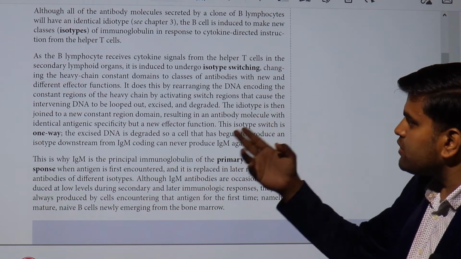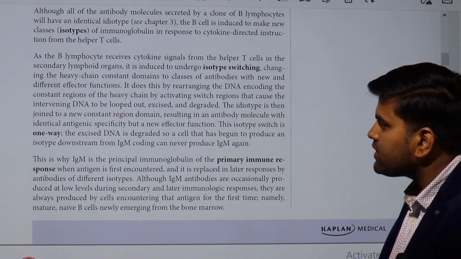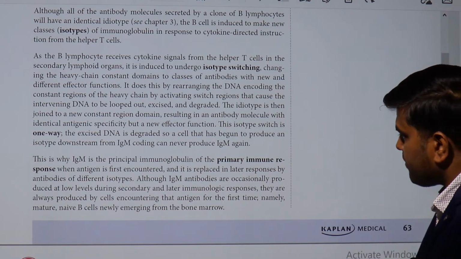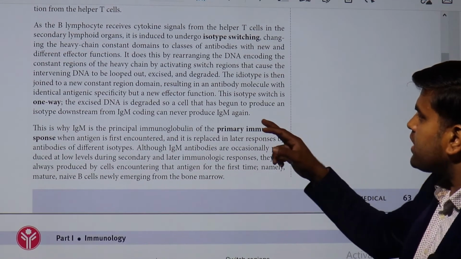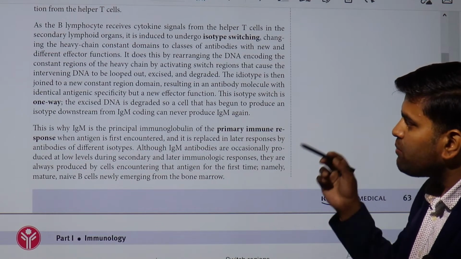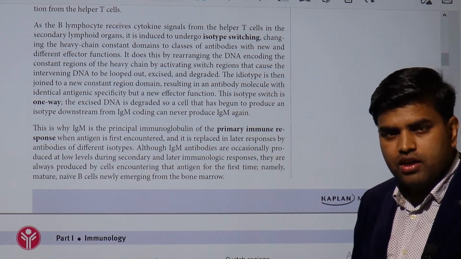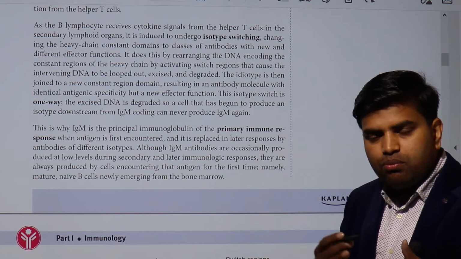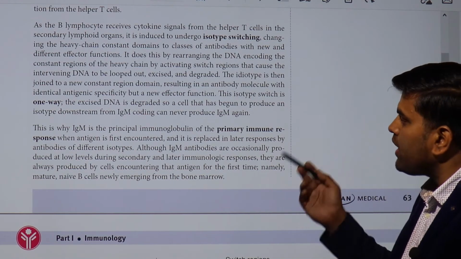Once looped out, the VDJ then joins a new constant domain, resulting in an antibody molecule with identical antigen specificity but with a new effector function. This isotype switching is one way. The excised DNA is degraded, so a cell that has begun to produce an isotype downstream from the IgM coding region can never produce IgM again. Since it is looped out, the mu is no longer there, so they will form another immunoglobulin.